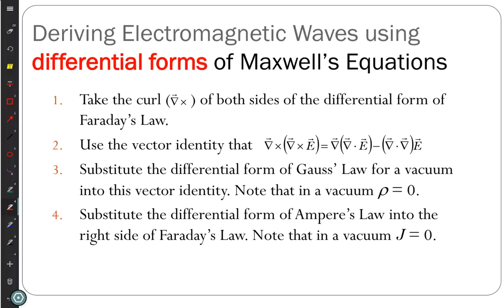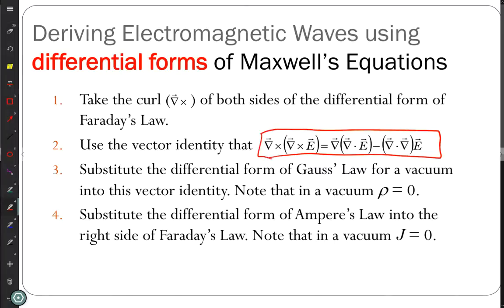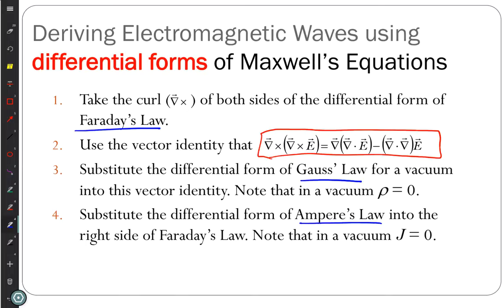Take the curl, that is del cross, of both sides of the differential equation for Faraday's law. And then we're going to use an identity. So this here is an identity. And then we'll do substitution of the differential equation for Gauss's law into that, and a substitution for the differential equation of Ampere's law. So we're going to use 3 of the 4 Maxwell's equations: Faraday's law, Gauss's law, and Ampere's law, plus an identity. So let us get started.